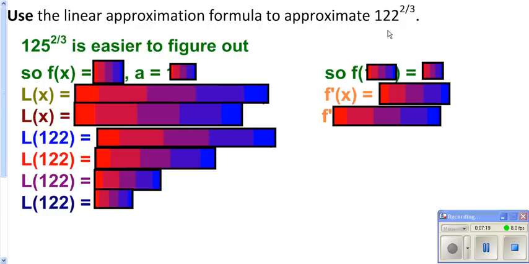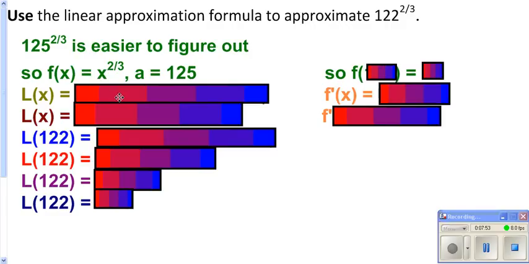So we're now going to take a look at trying to use our linear approximation to approximate this one here. You might say there is no function. Well, your function is really just taking something you're putting in and raising it to the 2/3 power. Now, raising it to the 2/3 power means you got to take the cube root. What number is close to this that's easy to take the cube root of? So that's 125, because you know the cube root of 125 is 5. So we're going to use a being 125.